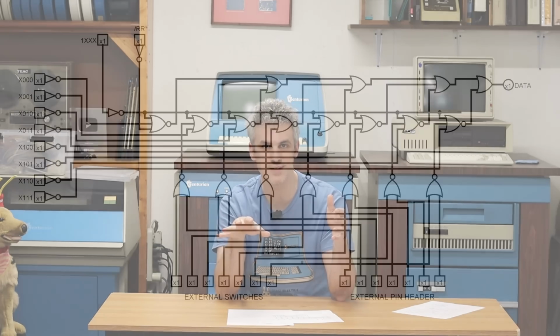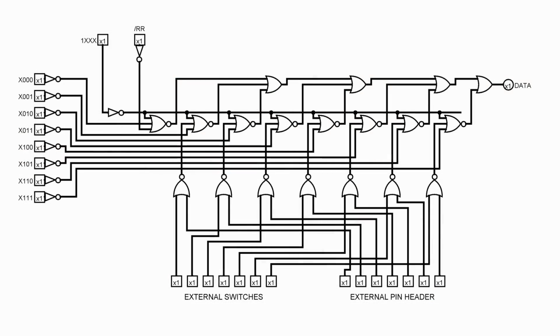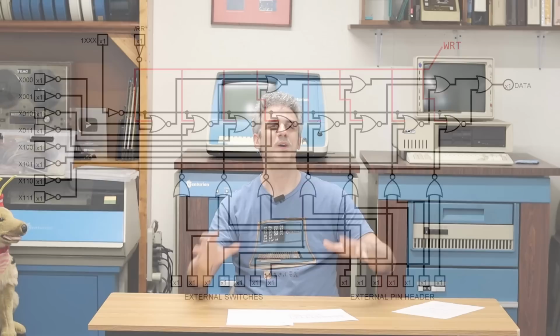So every time I'm doing a write, if one of those external switches is set, it blasts the value onto the bus. So I think that I can fix this by wiring in an extra input to all of these 3 input NOR gates that contains the write signal. So that's what happened. That's the failure here.